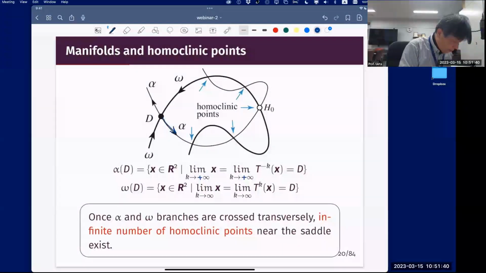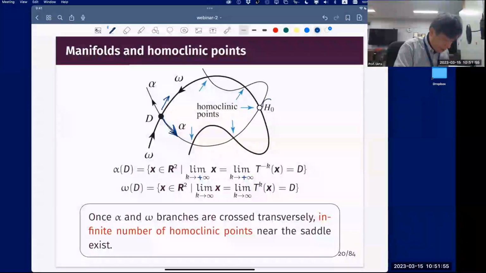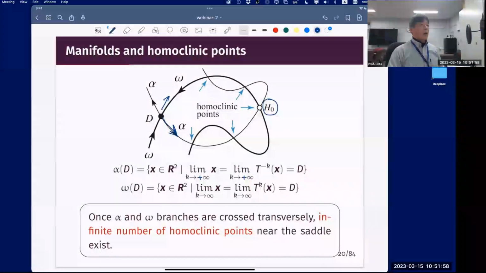Extending the eigenvectors for both forward time and inverse time. For inverse time, it's just making the intersections. We call this kind of intersection homoclinic points. For a nonlinear system, the extension of the eigenvectors forms the manifolds. The alpha branch is the unstable manifold, and the omega branch is the stable manifold.